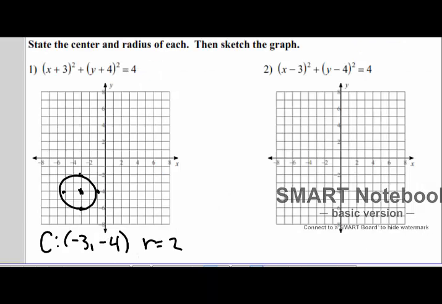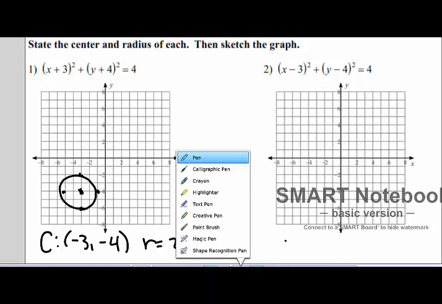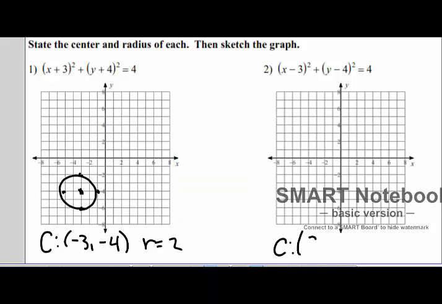So we look at this one, we say, well, our center would be at +3, +4. And the square root of 4 is 2, so our radius would be 2. So we go over 3, up 4, put our dot, we go out 2 units in all directions, and we make our circle.